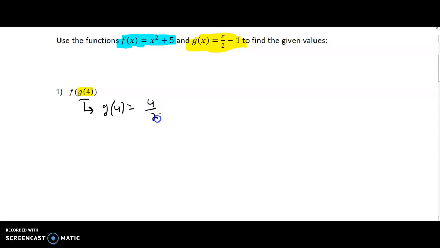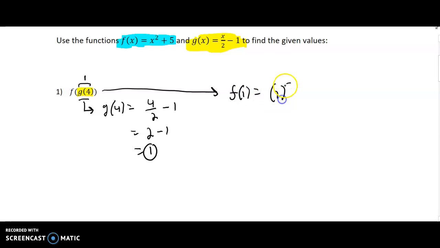So I have 4 over 2 minus 1. 2 minus 1 is 1. Great. So g of 4 is 1. Now we just need f of 1. It's 1 squared plus 5, 1 and 5, and our final answer here is 6.